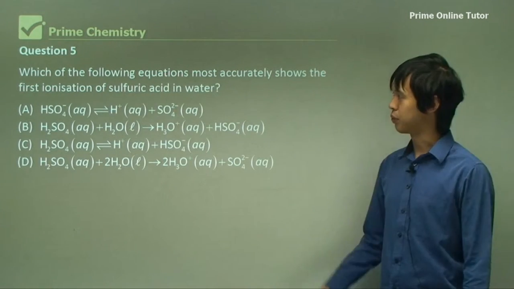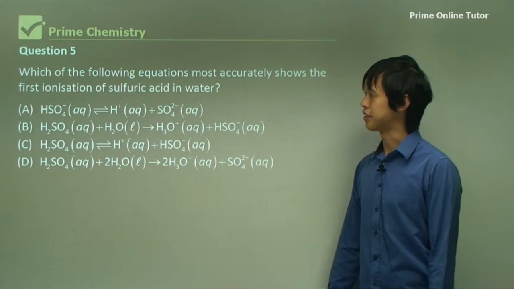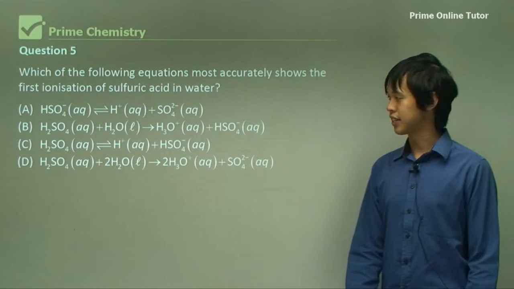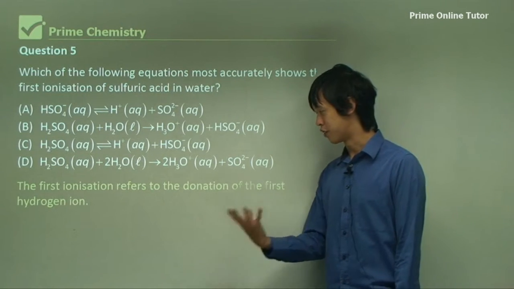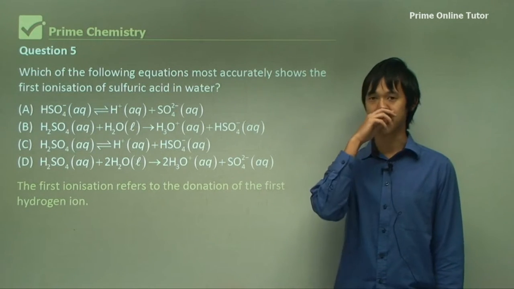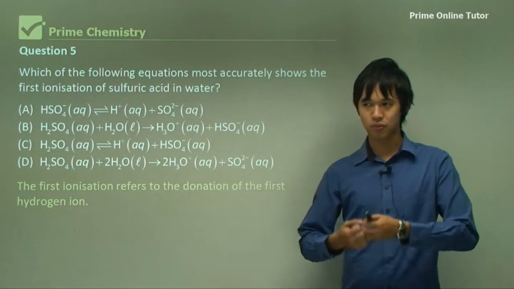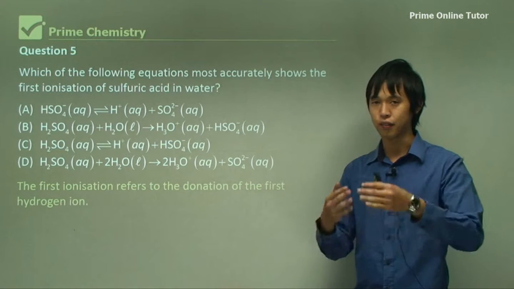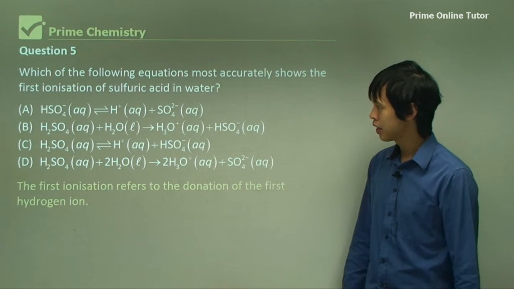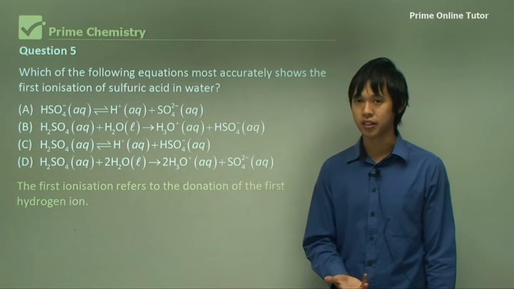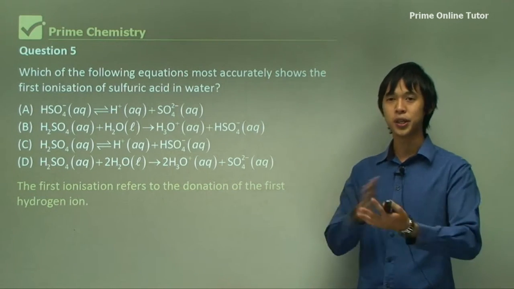Okay, so question 5. Which of the following equations most accurately shows the first ionization of sulfuric acid in water? So first ionization refers to the donation of the first hydrogen ion, okay? So when sulfuric acid meets water, it gives off the hydrogen ion, the first one. So it's probably not this one because this gives off 2 hydrogen ions. That doesn't make sense because we said it's only 1, so it's not D.